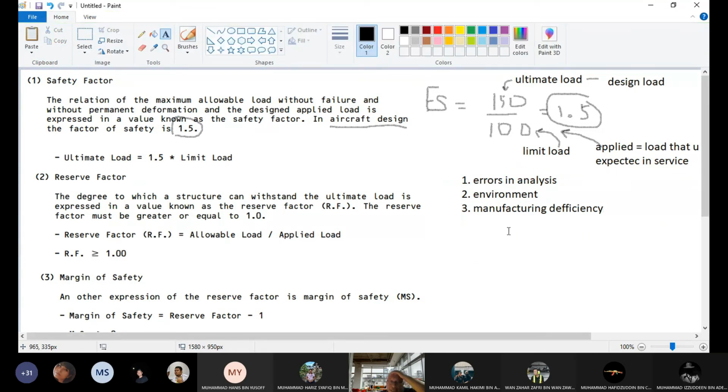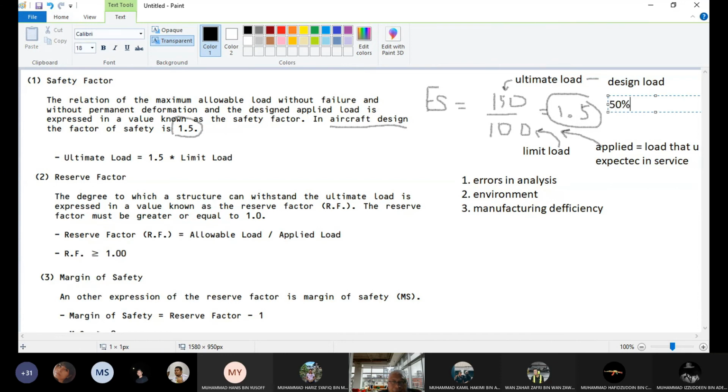Because in aviation, nothing is perfect. We cannot accept a perfect world. We have errors, unexpected environments, and we also have to be concerned about manufacturing. We cannot expect that everything is manufactured exactly as per the design. It may have some deviation or error. Those have to be handled. That's why we put 1.5. What does 1.5 mean? 1.5 means 50% margin in the loading.